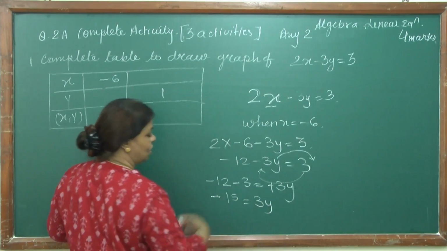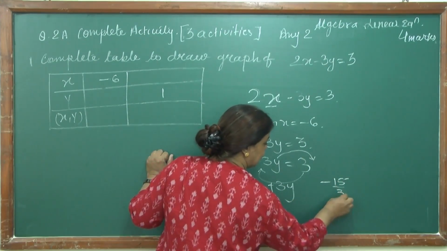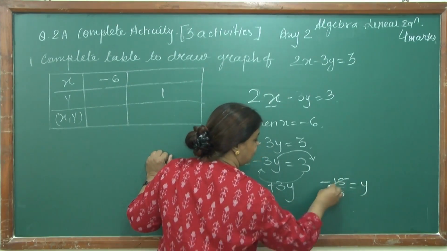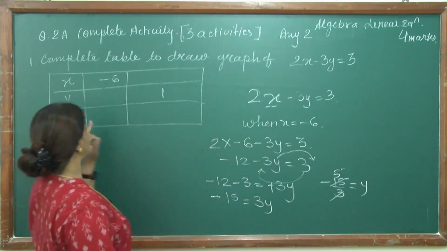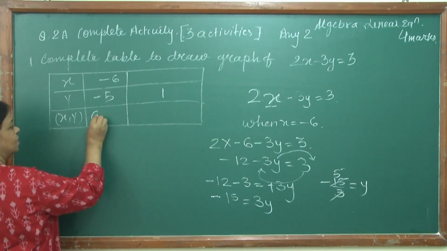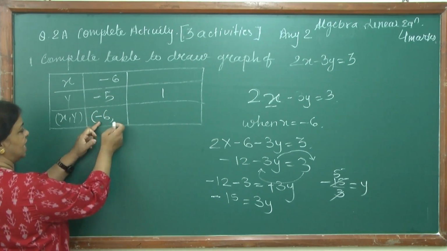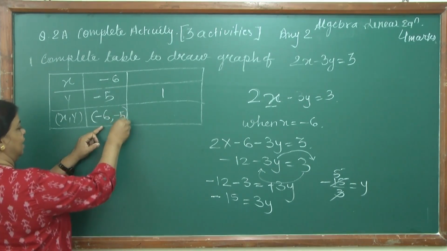So what will be the value of y? Minus 15 upon 3 is equal to y. 3 fives are 15, so -5. So y value we got -5. Here we are having -6. Always when we are writing, x value should be first and then there will be y value.